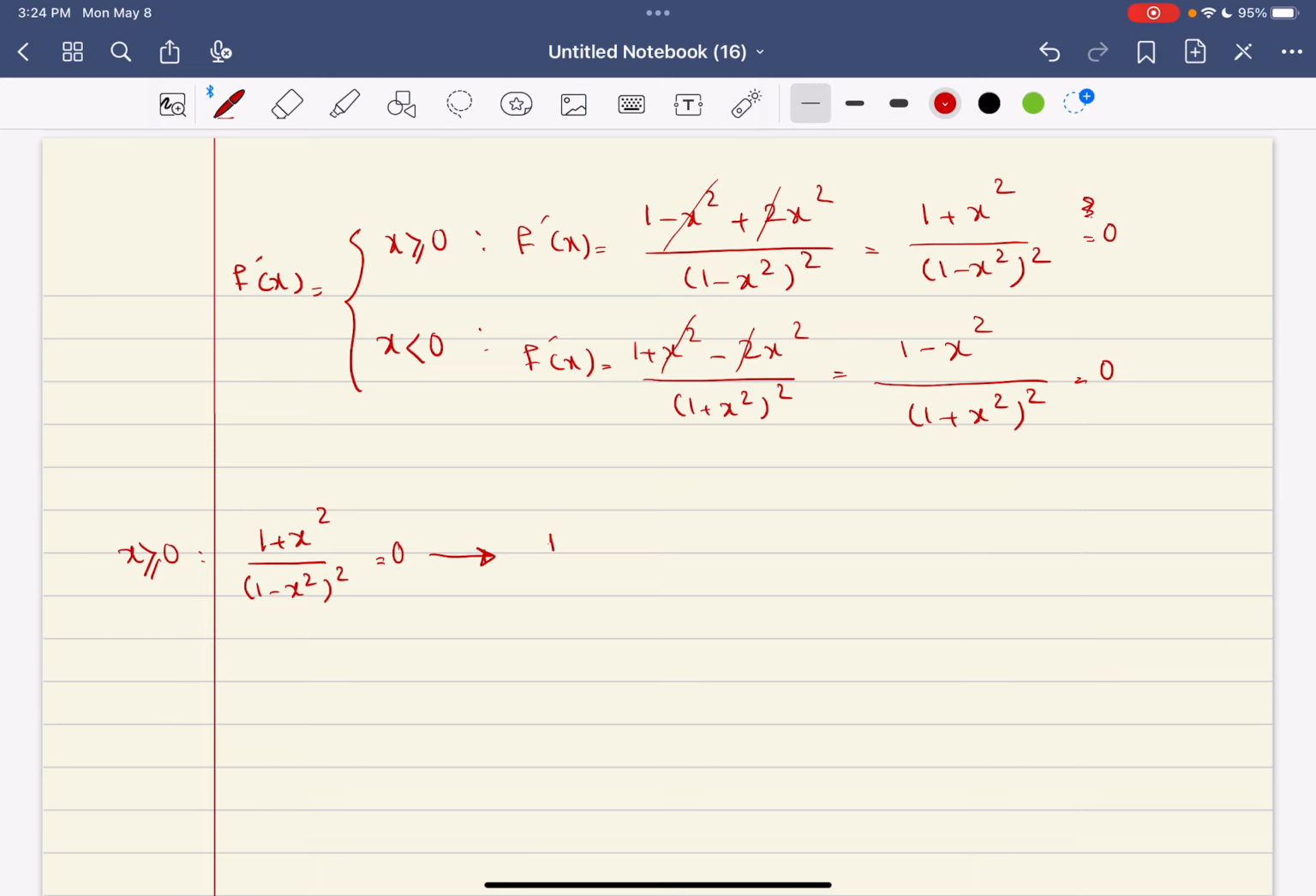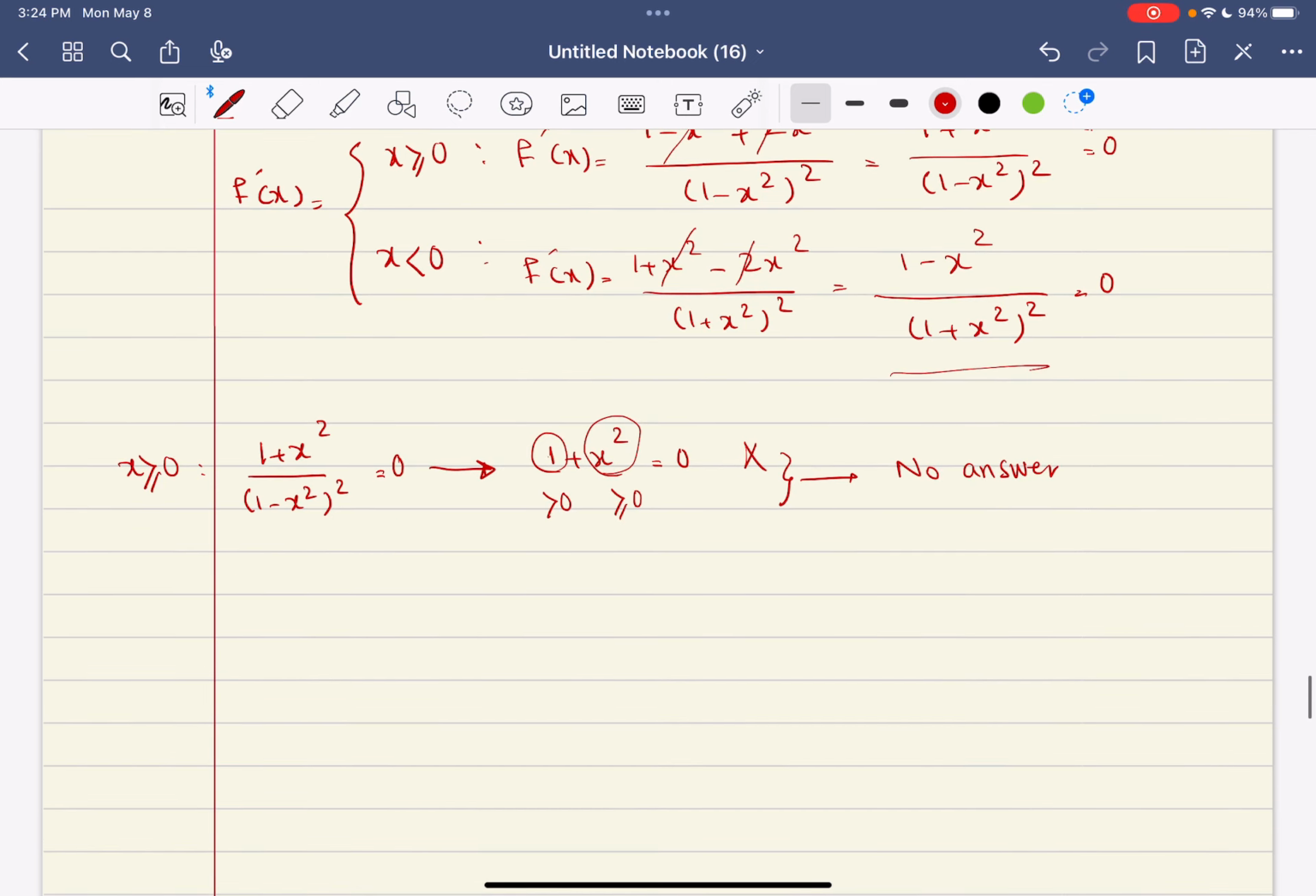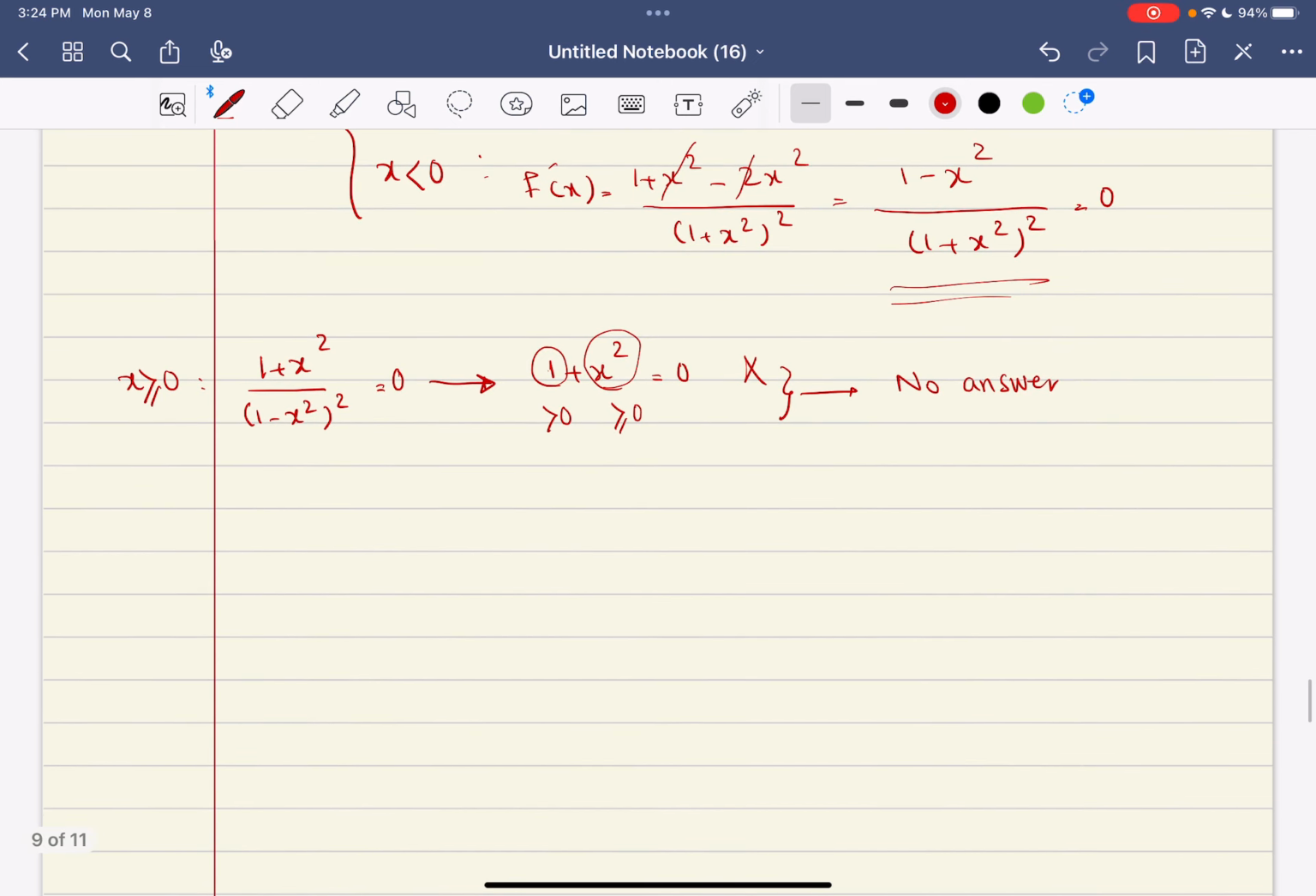It means that 1 plus x to the power of 2 has to be equal to 0. We don't have any answers for this part. Why? Because 1 is positive and greater than 0, and x to the power of 2 is always positive as well. So no x's, no answer for this part. Let's go for the lower part.